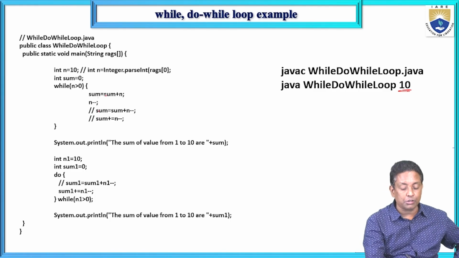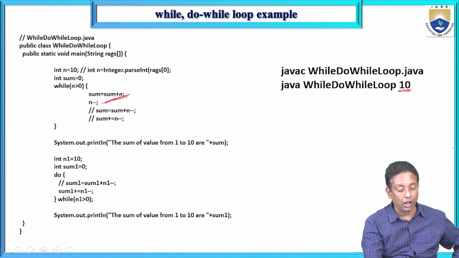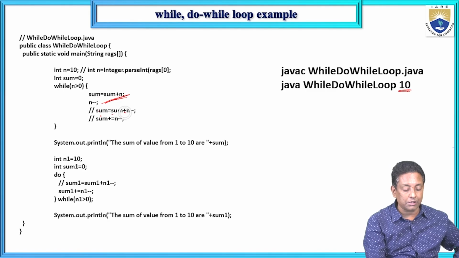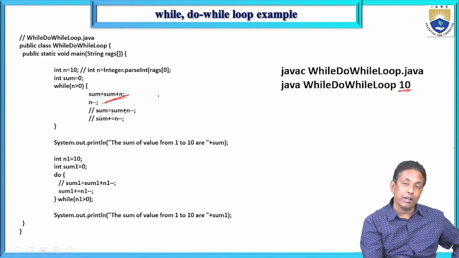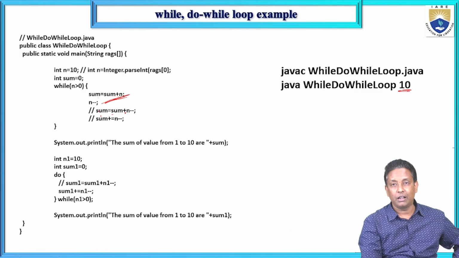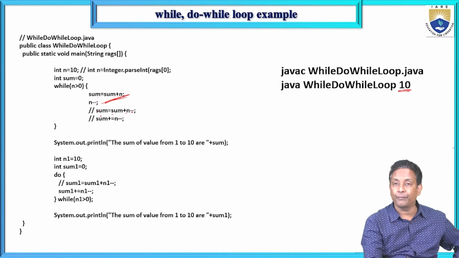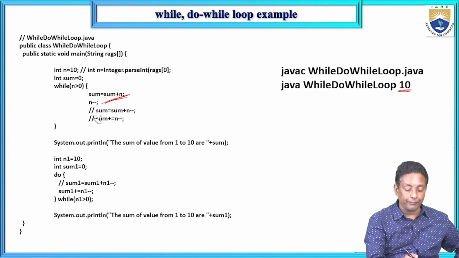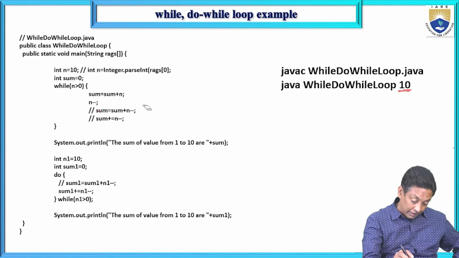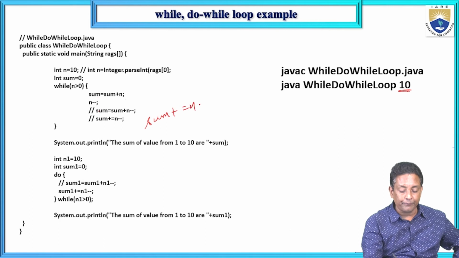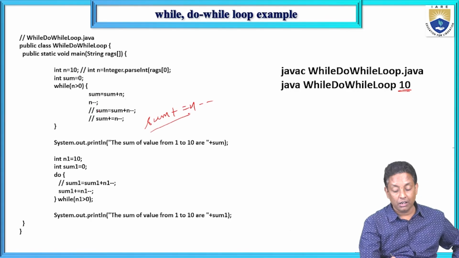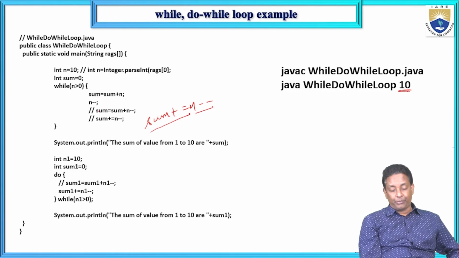Instead of writing two lines, sum is equal to sum plus n and n minus minus, we can combine these two lines into one line. How? Sum is equal to sum plus n minus minus. N minus minus means post decrement: first the n value is used and after that the n value will be decremented. Initially 10 will be used and then the value will be decremented. Next time 9 will be used and after that it will be decremented. So it is a post decrement. Even we can write sum is equal to sum plus n as sum plus equal to n minus minus. So one way we are doing addition assignment and this is post decrement. Both we combined into one line.